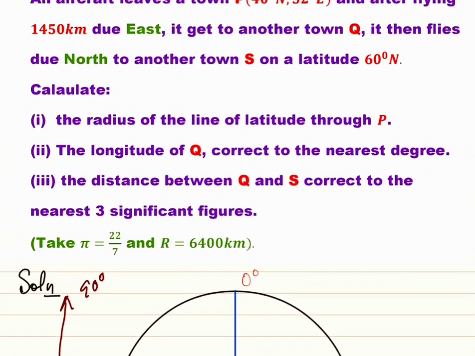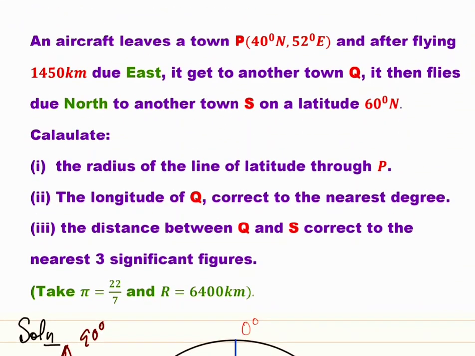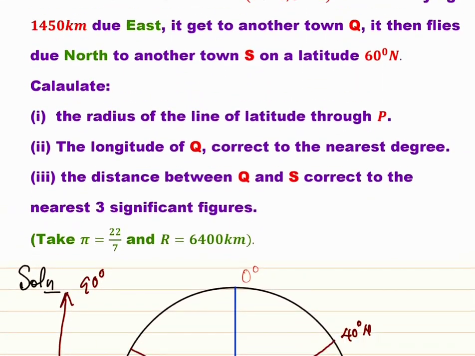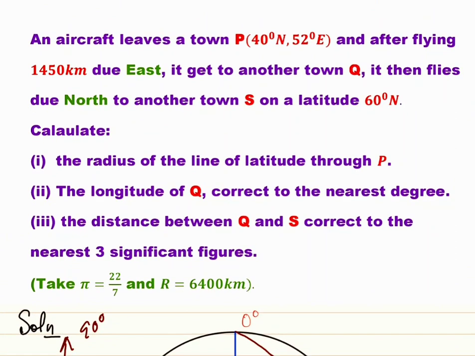So since we are told that P is 40 degrees north, we will come here. We are going to assume that this place is 40 degrees north. Okay, so I have my 40 degrees north. All right, I'm going to write it 40 degrees north. And we're told 52 degrees east. So I'm going to take this as my 52 degrees east. Very important. Good. So this is my longitude of 52 degrees east. Now, this point is going to be my point P. All right, so I've gotten my point P.